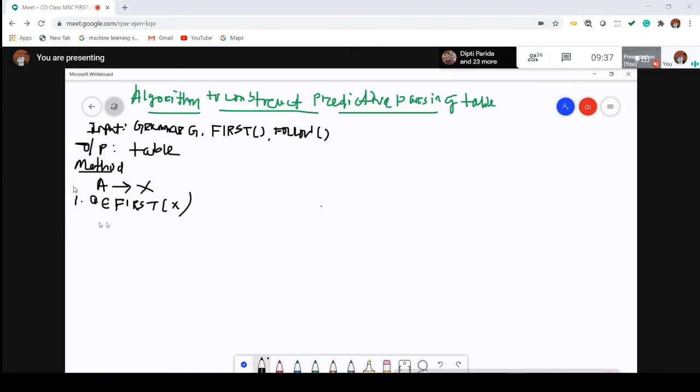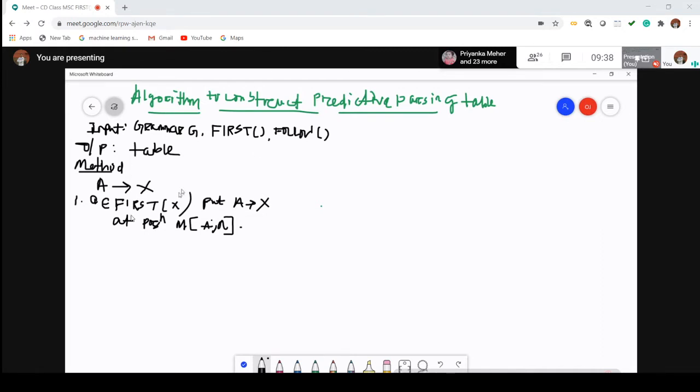place a production, or put the production A to X, at position M of A, a in the table. So the first point is, if there exists a production of the form A to X, calculate the first set. The first set contains some terminal symbols. In place of those terminal symbols, we have to put the production A to X.